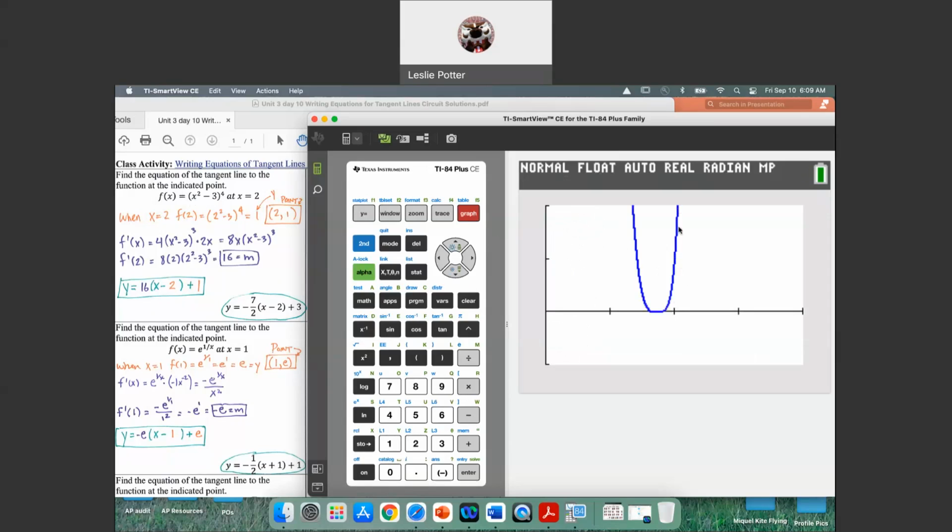Okay, so we want that point of tangency. We want that tangent line. So, you know, typically, if you look at the solution here, doing it by hand, we would have to find the y-coordinate, which I just did over here on the graph screen. So the y-coordinate is 1. So we know we're finding the tangent line at 2, 1.